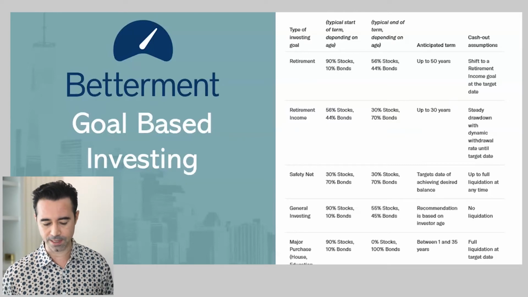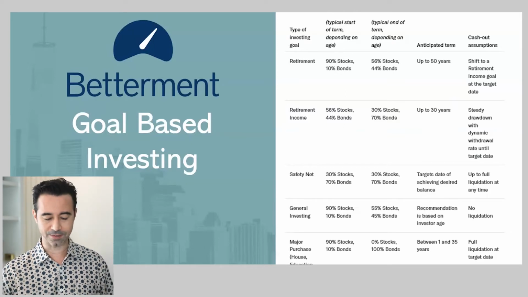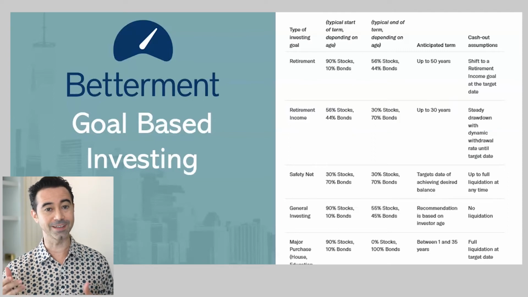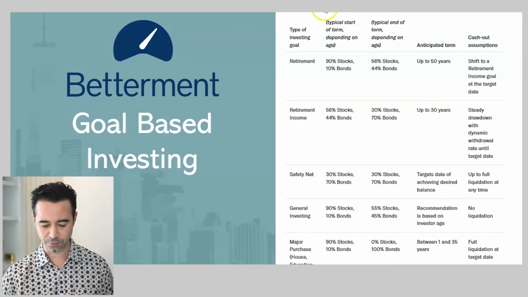And so here's an example of what goal-based investing might look like, also depending upon your risk tolerance. So for example, the most aggressive allocation here on the left shows in retirement it would be 90% stocks and 10% bonds.